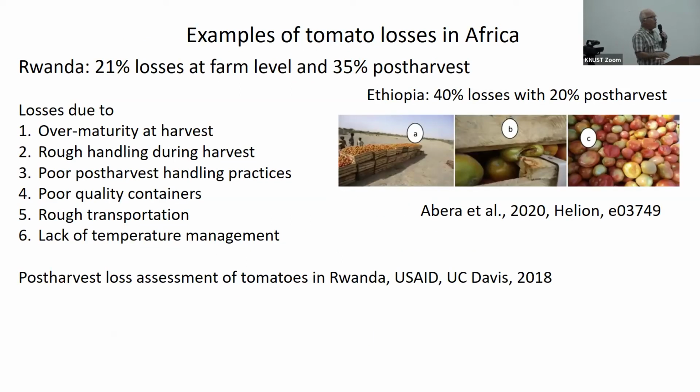Okay, so we've heard today several very good lectures by Simon, by Loretta, about the spoilage of tomatoes, very interesting, very important. I didn't have access to this information, but from a simple, non-comprehensive search in the literature, you can see in Ethiopia 40% losses with 20% post-harvest. That seems to be a low number compared to what we have in other places.